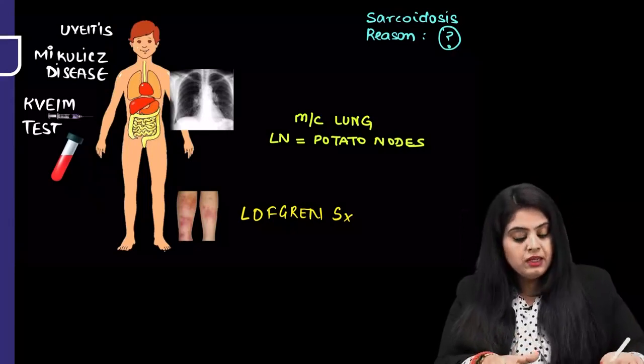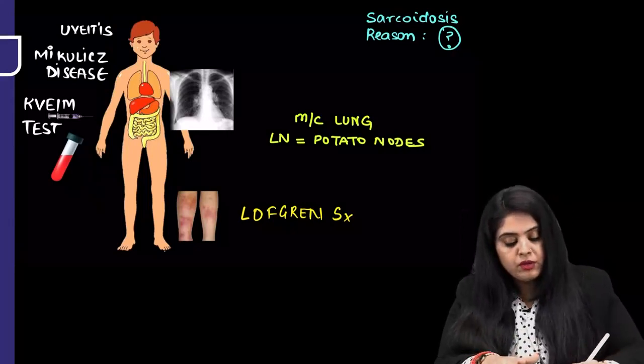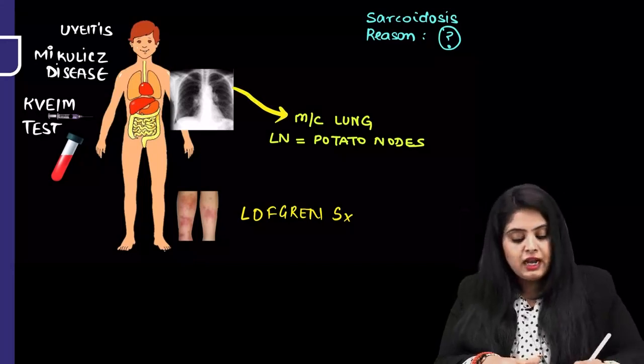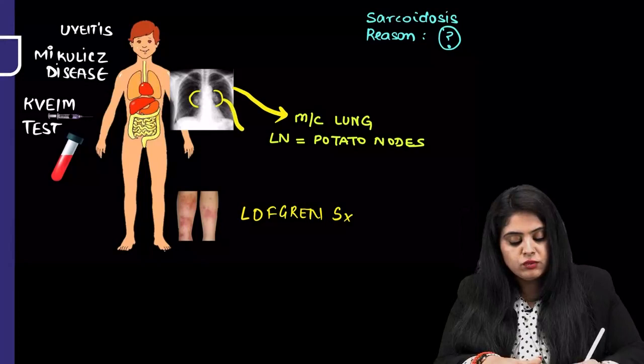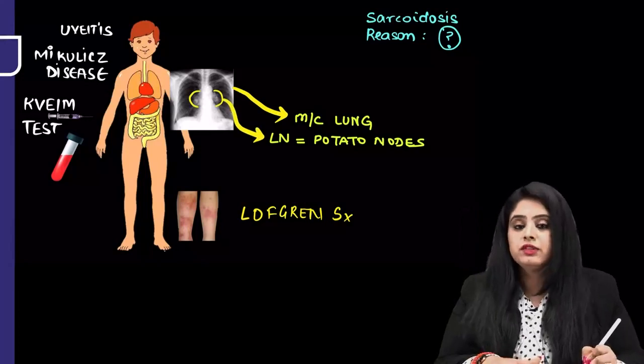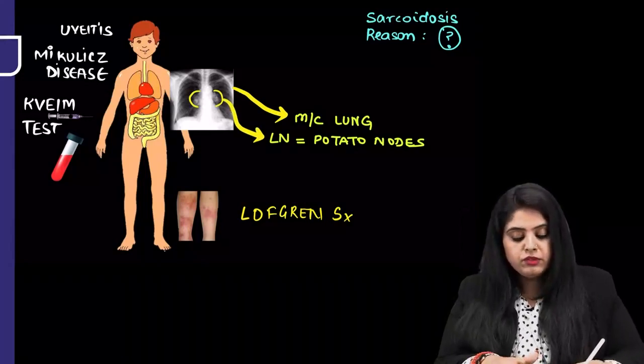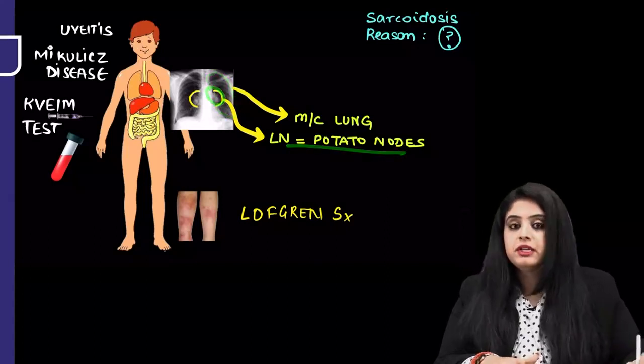A lot of things will be involved. But if I ask you which is the most common organ affected, the most common organ affected is going to be the lungs. After the lungs, there are going to be big lymph nodes that you see, and those are going to be the potato nodes. Remember, firstly, the most common is going to be the lungs. After that, the nodes are affected, which are said to be the potato nodes.